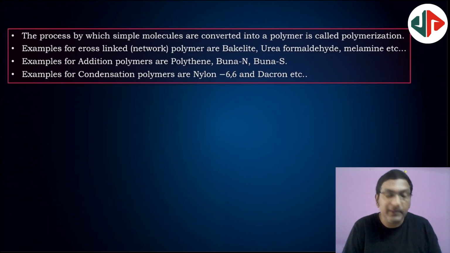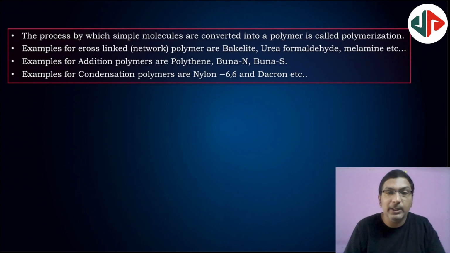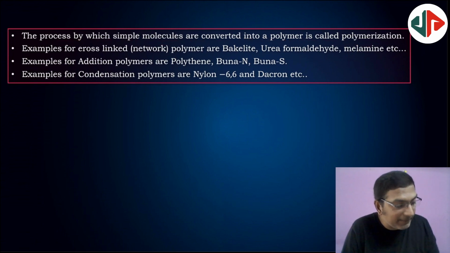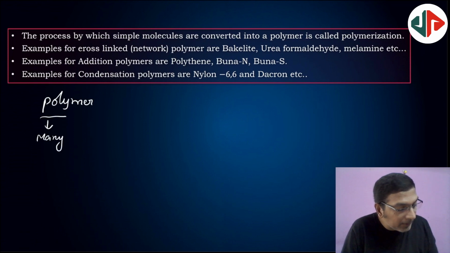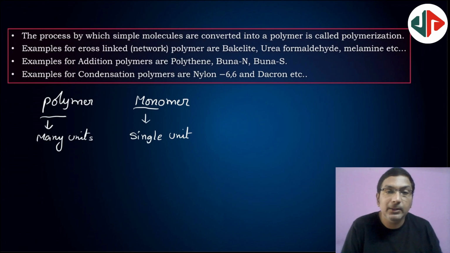So this is the first one, definition. The process by which simple molecules are converted into a polymer is known as polymerization. So here poly means many units. Monomer means single unit. Remember this: monomer, single unit; polymer, many units.